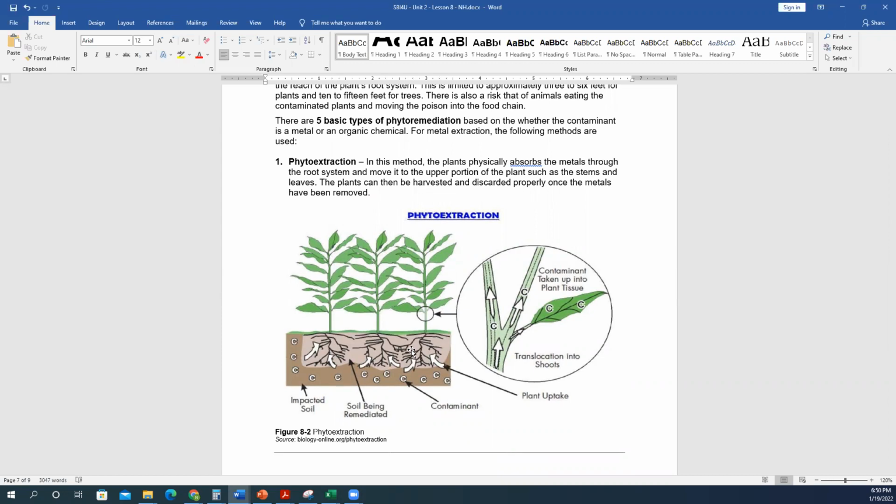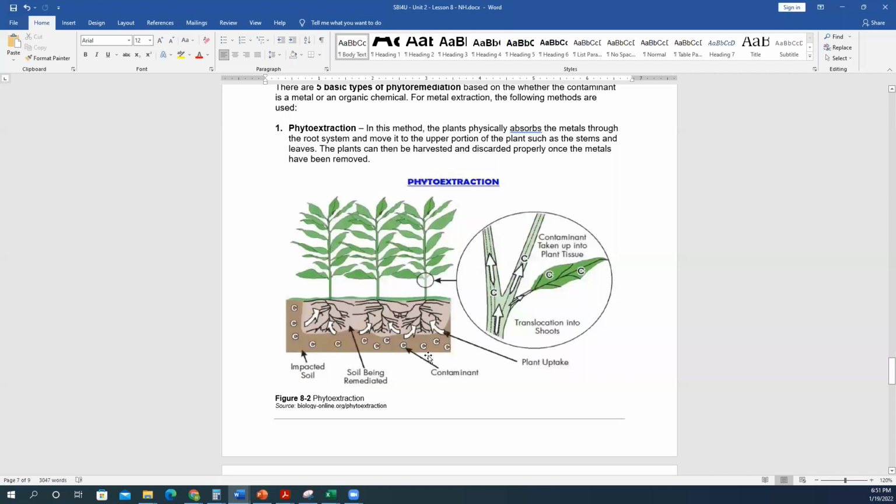For metals, for metal extraction, phytoextraction is the method where plants actually physically absorb the metal into their root system and move it into the upper parts of the plant, in the stems and the leaves and up into the flower heads. And then the harvested plants are enriched in the metal that they've absorbed, and they can be harvested, and then you can discard them properly, extract the metal, or recycle it. So that is phytoextraction.